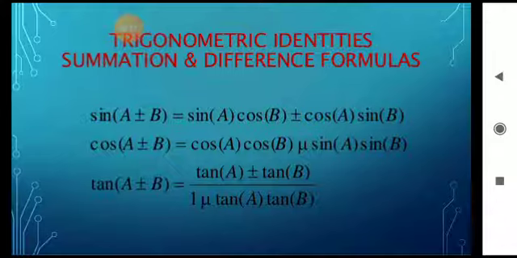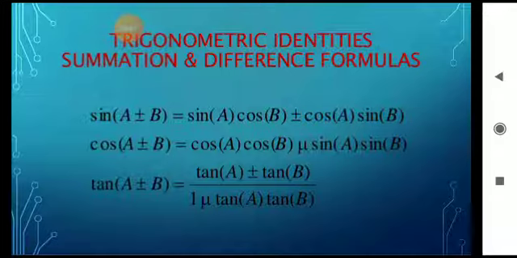So in combined form, sin A plus minus B can be expressed as sin A cos B plus minus cos A sin B. In the next identity, cos A plus minus B is equal to cos A cos B minus plus sin A sin B. Whenever cos A plus B, it is cos A cos B minus sin A sin B, and cos A minus B is cos A cos B plus sin A sin B.